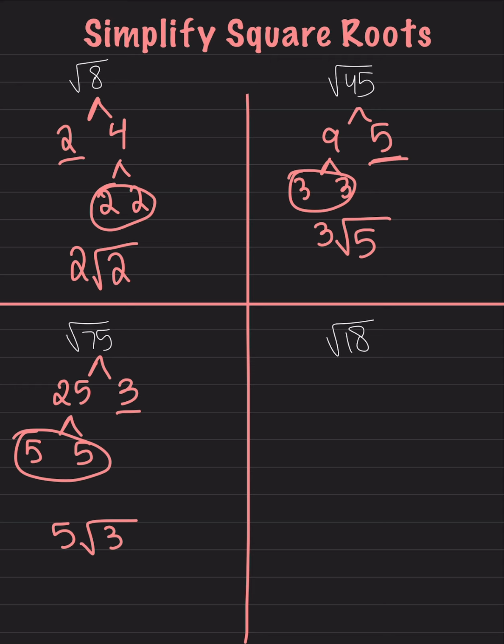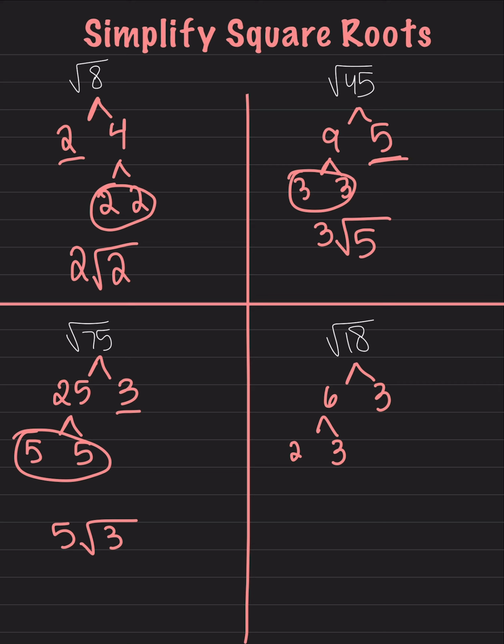Next, I have the square root of 18. Two numbers that multiply to get 18 are 6 times 3. I can't simplify the 3 any further since that will just be that number and 1. However, I can simplify the 6 to 2 times 3.